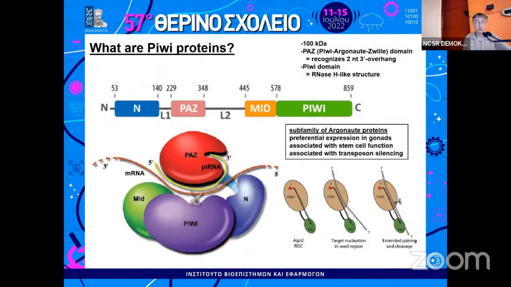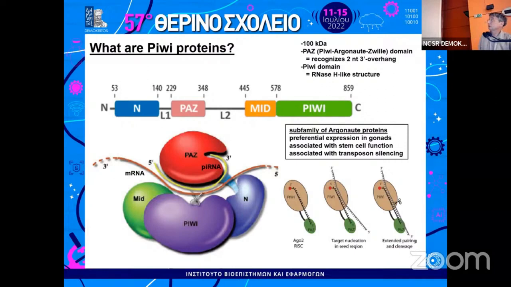What are the PIWI proteins? PIWI proteins are a subfamily of Argonaute proteins. They are preferentially expressed in the gonads. They are associated with stem cell function and with transposon silencing. They're quite big proteins, 100 kilodaltons.